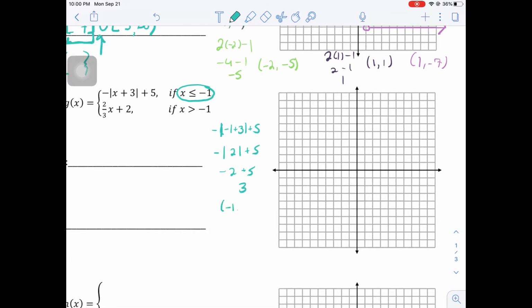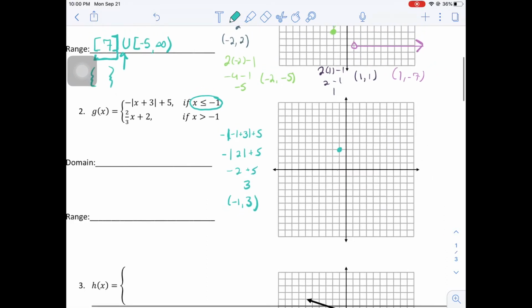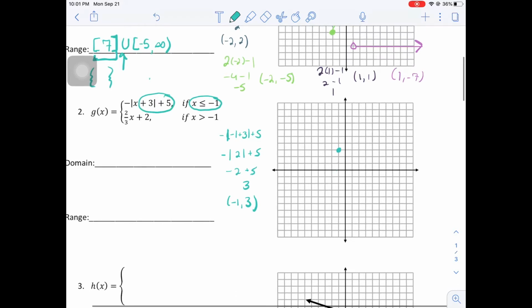So we have negative 1 comma 3. That's a point. So negative 1, positive 3: 1, 2, 3, closed circle because it's equal to. Okay. From here, we got to make sure, do we have the vertex? So the vertex of this graph is going to be negative 3, comma 5. So negative 1, 2, 3, 1, 2, 3, 4, 5.